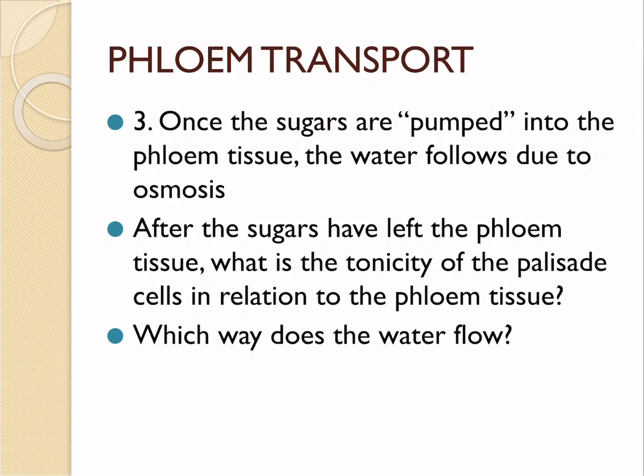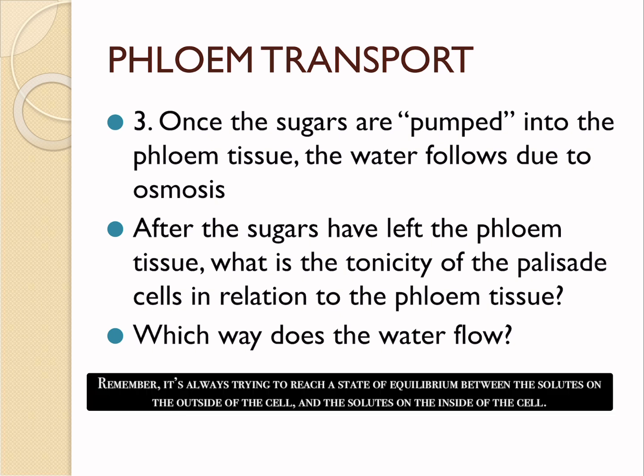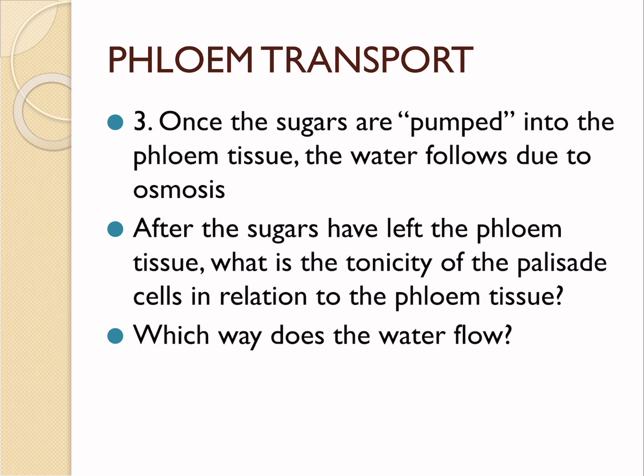The third part of this process is something called the phloem transport. So once the sugars are pumped into the phloem tissue, the water flows due to osmosis. Now, the reason why water is going to follow the sugars that are now pumped into the phloem tissue is because, remember, they're trying to maintain a state of equilibrium between the solute concentration on one side of the cell and the solute concentration on the other side. So now that you have an area that is loaded with sugars, well, water is going to move in hopes of diluting that area so that equilibrium is maintained.